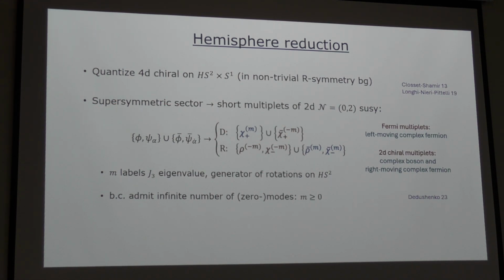Okay. Normally, on a compact sphere, this would be a finite dimensional spin J representation. But in the context of this hemisphere, it turns out that these boundary conditions actually admit an infinite number of these zero modes. So the representation is infinite dimensional. Okay? So I have this infinite amount of Fermi multiplets or 2D chiral multiplets depending on the boundary condition. I can tell you the full details of this. I realize that this is a bit short, but I had to constrain by time. But there's much more detailed stuff.